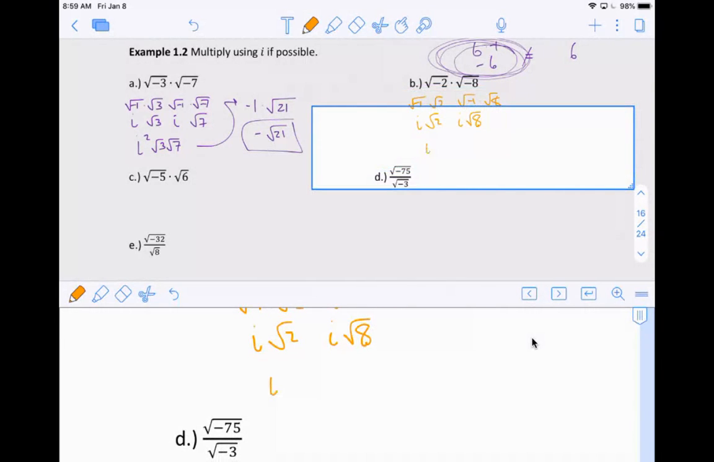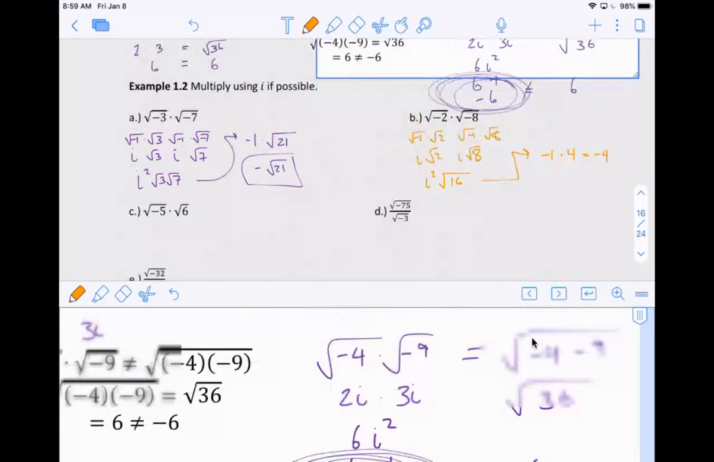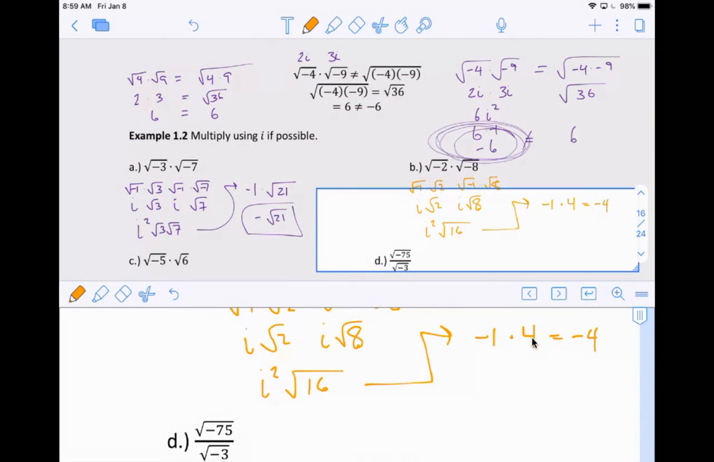These two i's are going to become i squared. These two are going to become 16. i squared is -1. What is the square root of 16 now? Not square root of -16 or positive 16. It's going to be a 4, and I get a -4. Very similar to this first purple example we did up here.